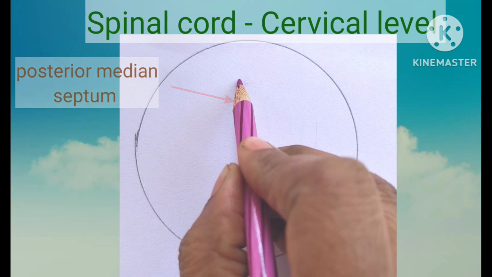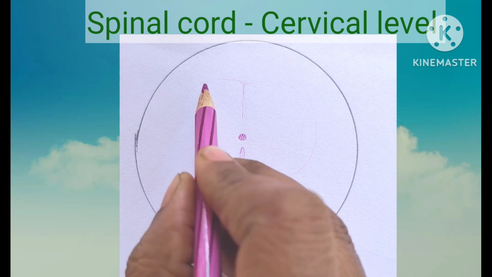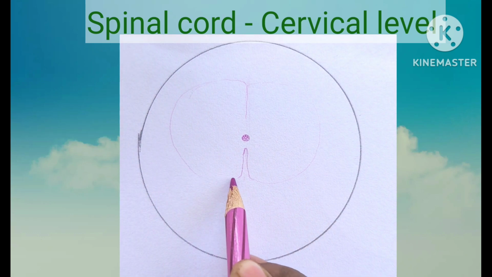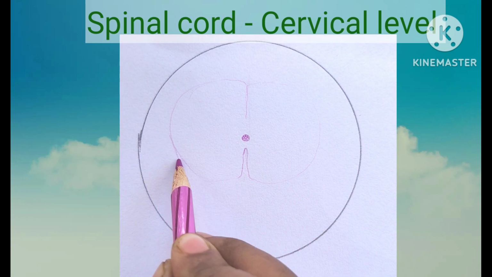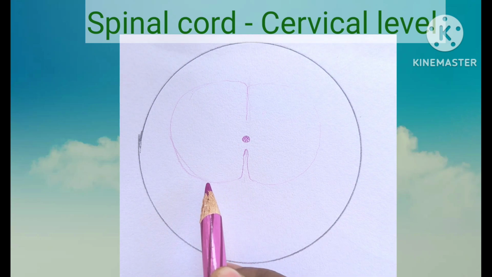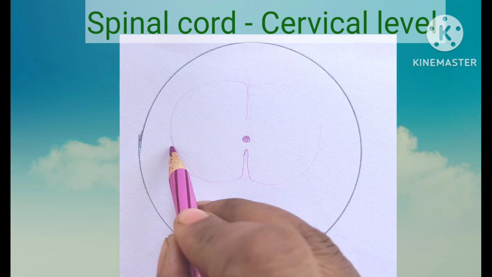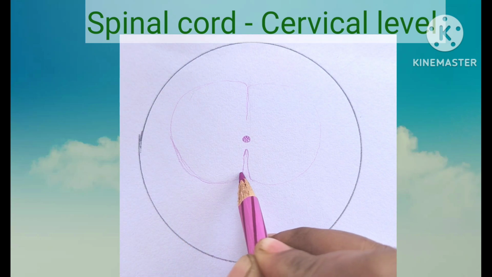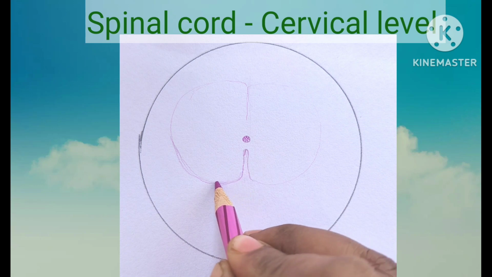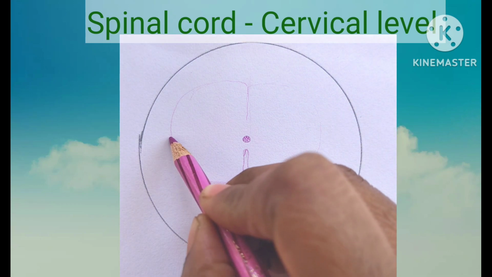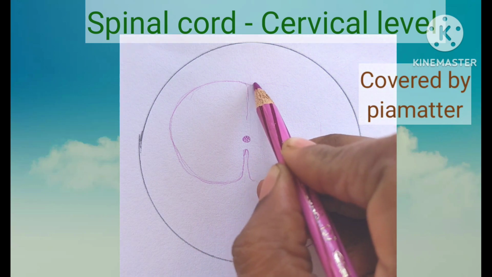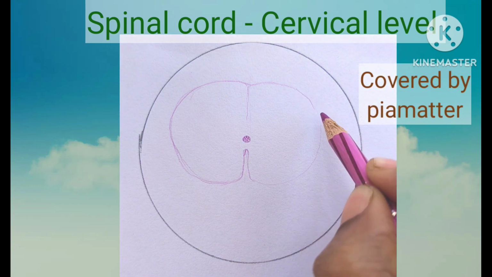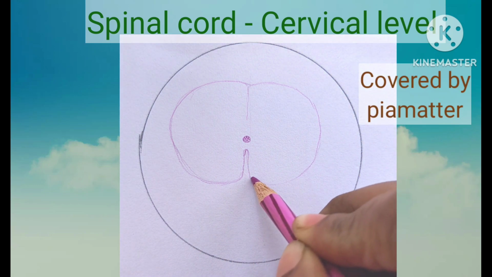This is a little anteriorly placed, and the anterior median fissure and the posterior median septum divide the spinal cord into equal halves. Anteriorly this fissure is deeper, posteriorly it is just a septum, and make sure you draw it symmetrical on both sides.